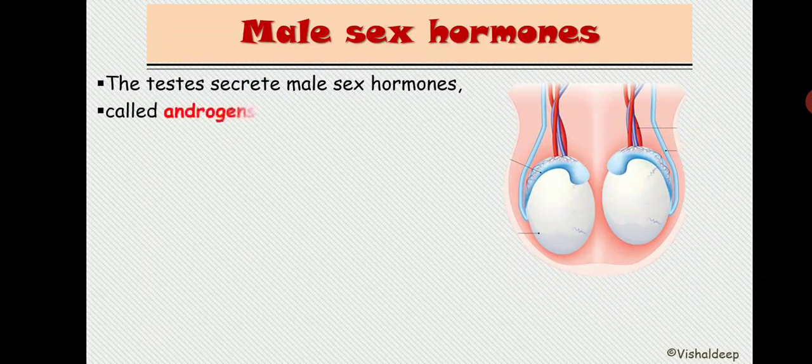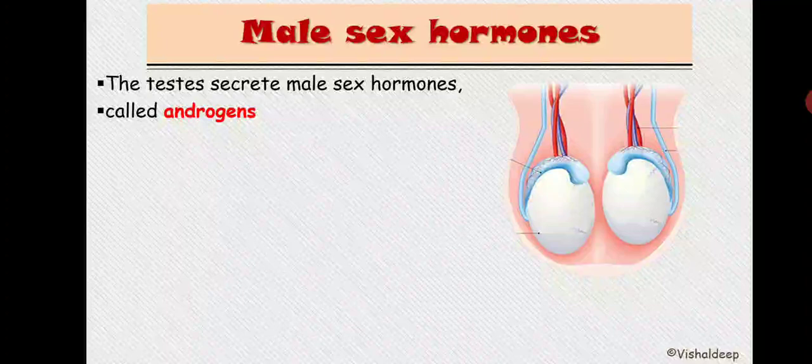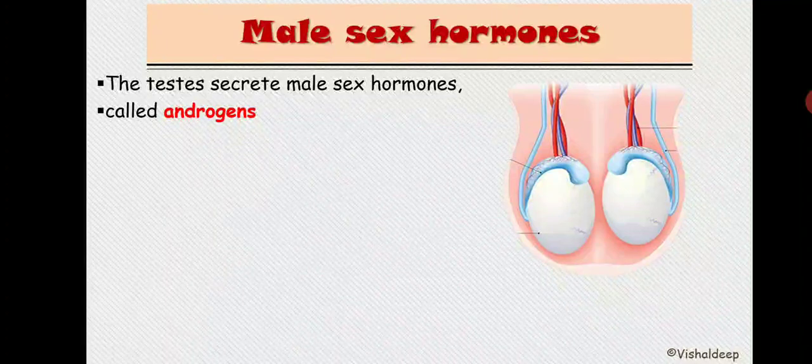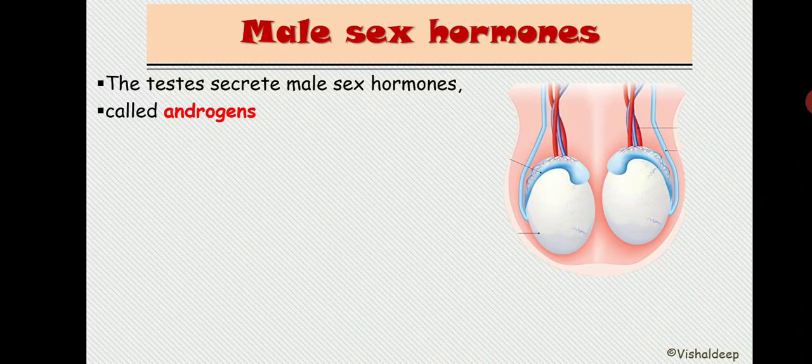They are called androgens. Now what is androgen? By definition, androgen means any steroid hormone that has a masculinizing effect, including testosterone. Now what does masculinizing mean? Masculinizing means masculine in nature or in appearance. Got it? So what is the list of the androgens?